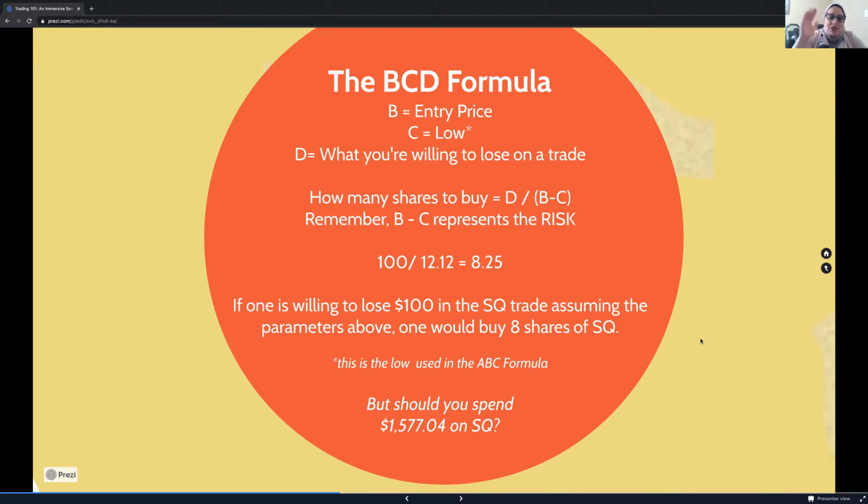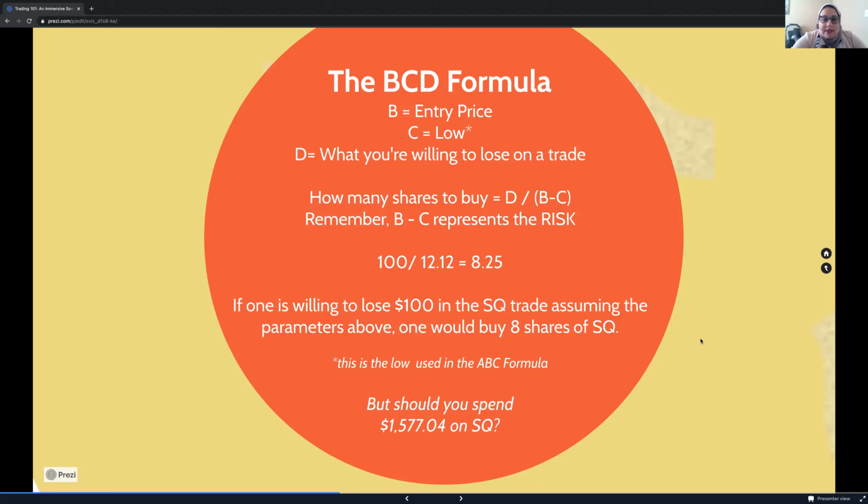Let's just say for simplicity's sake, you're willing to lose $100 on a trade. So we're going to plug in $100 over the risk, over the B minus C. And so what do we get here? We get 8.25. So if we are willing to lose $100 on a trade, based on where Square is today, we would buy 8 shares of Square. We're doing this to minimize our risk. So that ends up being $1,577.04 of Square.